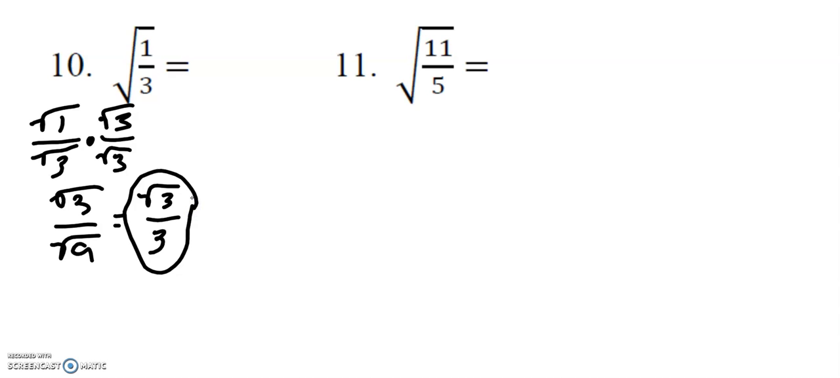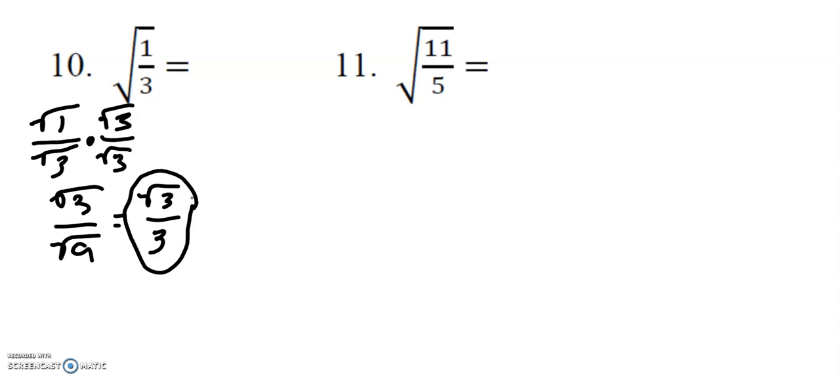Now I can't simplify this because the 3 in the numerator is in the radical and the 3 in the denominator is not in the radical, and they're not considered like terms, so you actually can't simplify that any further. So that is the correct answer. Alright, number 11. Again, start the same way.